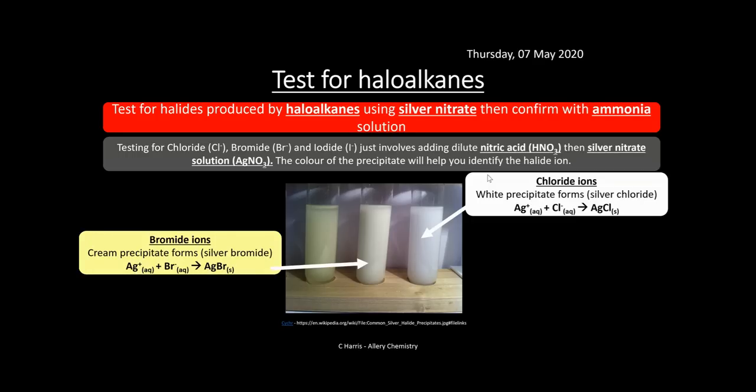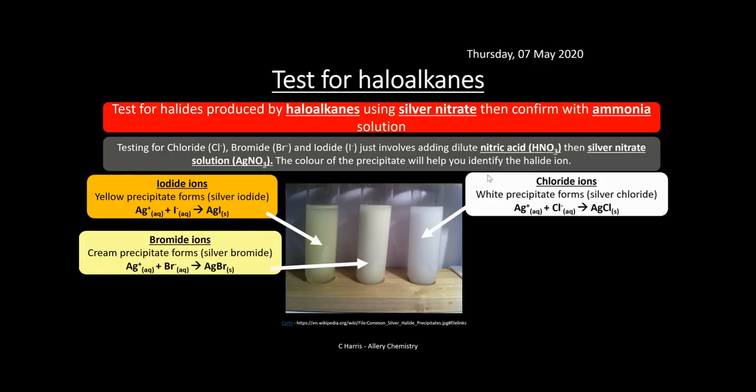Bromide ions form a cream precipitate. As you can see, the colours are very, very similar. So they form a cream precipitate. And the cream precipitate is silver bromide that's been formed, as you can see there. So there's AgBr solid. Iodide ions form a yellow precipitate. So that's Ag+, I-, and AgI.